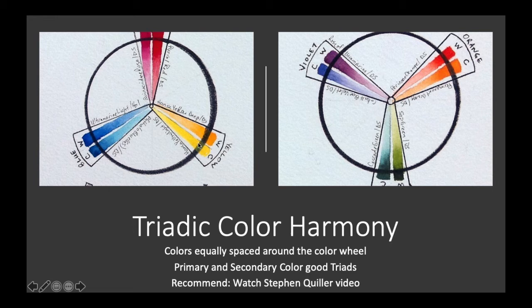You wouldn't pick all 6, you just pick one of these. So make sure you pick them equally spaced. This one is secondary color harmony. So you can do violet, orange, and green as another example of triadic color harmony. You can also watch a video in your assignment by Stephen Quiller that talks about triadic color harmony.